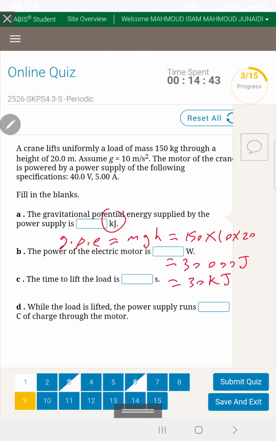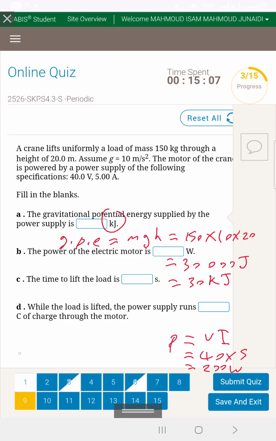Question B, the power of the electric motor is. Now the power is equal to VI, the voltage is given as 40, the current is 5. 5 times 40 is 200 watts. So that's the answer for B. The time to lift the load.